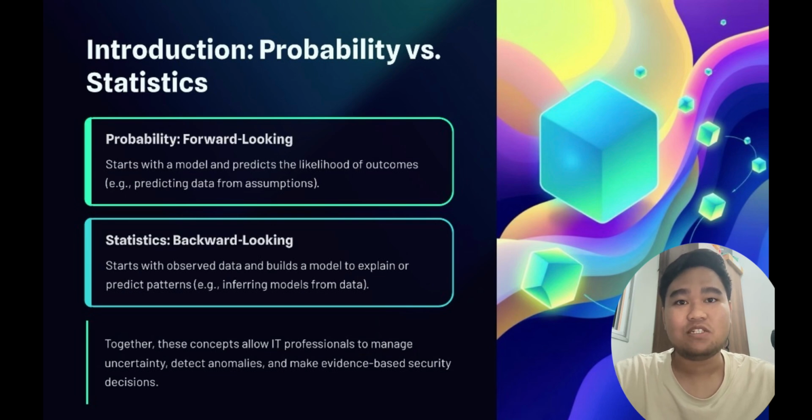First, probability. Probability is forward-looking. It starts with a model and predicts the likelihood of outcomes. Example, predicting data from assumptions. And then statistics. What is statistics? It is backward-looking. We start with observed data and build a model to explain or predict patterns. Example, inferring trends from data. Together, these concepts allow IT professionals to manage uncertainty, detect anomalies and make evidence-based security decisions.